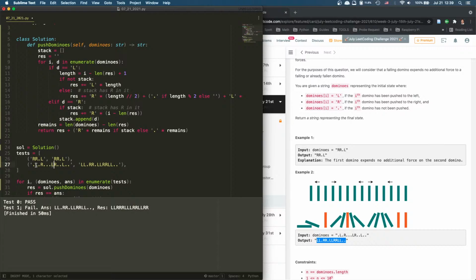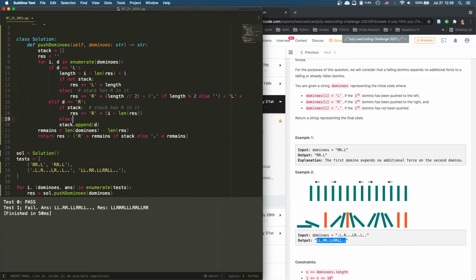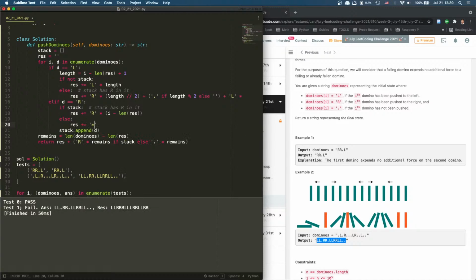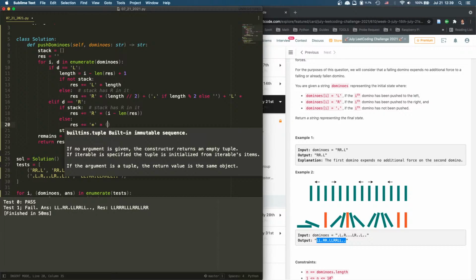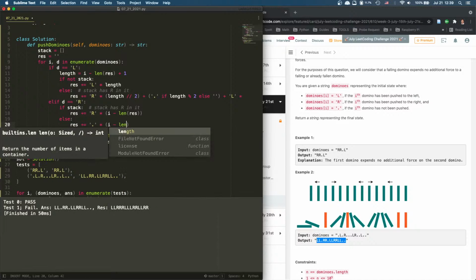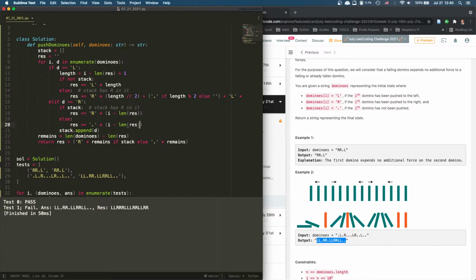Okay. I see. So this if stack, we're going to do this, right? I'm going to say else. If not stack, then res plus equal to star times, because nothing's in the stack, which means everything is fine. So we need to push, it's not star, it's dot. How many dots do we need to push in? Current i minus len res. Yeah, because not including myself.